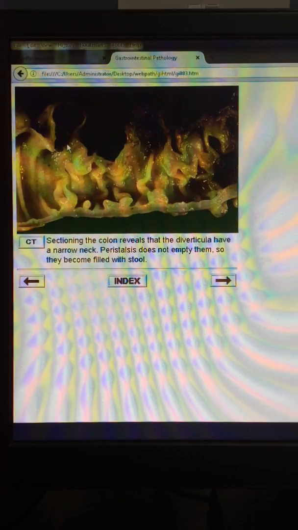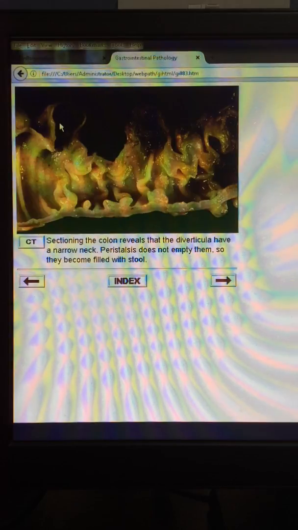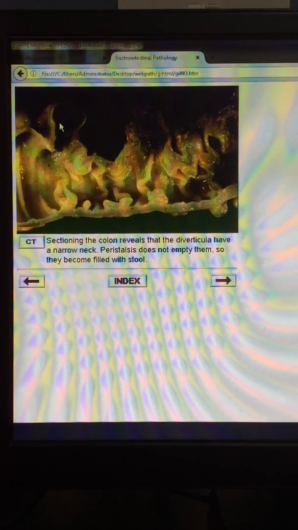Diverticuli usually get impacted with fecal material, and secondary infection will lead to a complication known as diverticulitis. Diverticulitis means inflammation of the diverticuli. Okay?